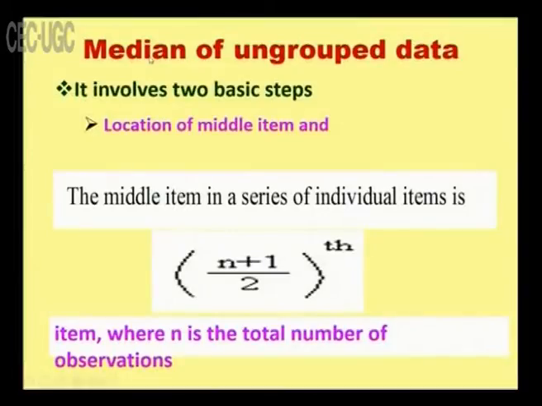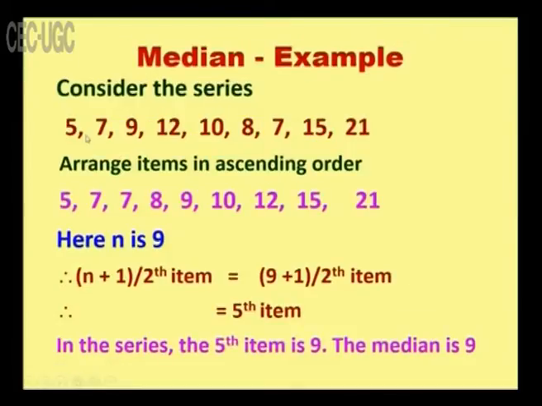And now, let us calculate how to find the median of ungrouped data. Suppose a data set is given; it involves 2 basic steps. We have to find the location of the middle item and then find its value. The middle item in a series of individual items is the (n plus 1) by 2 th item, where n is the total number of observations. That means we have to find the (n plus 1) by 2 th item, and as we have already discussed, let us take an example.